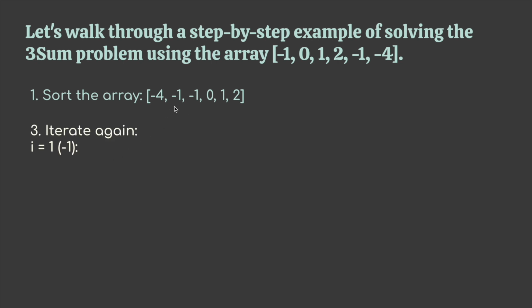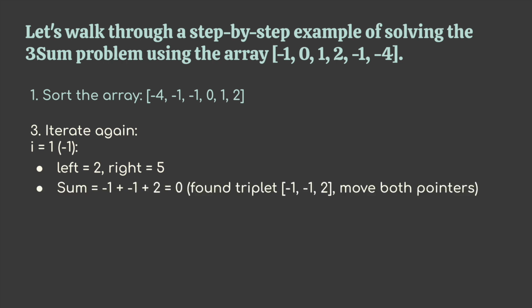It points to -1. Our left pointer is 2 for I plus 2, and our right pointer is 5 for the length of the array -1. Our first sum is -1 plus -1 plus 2. This equals 0. We found a triplet, so we add that triplet to our output, and we move both pointers.